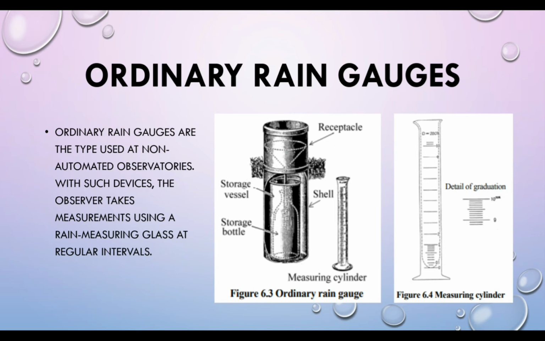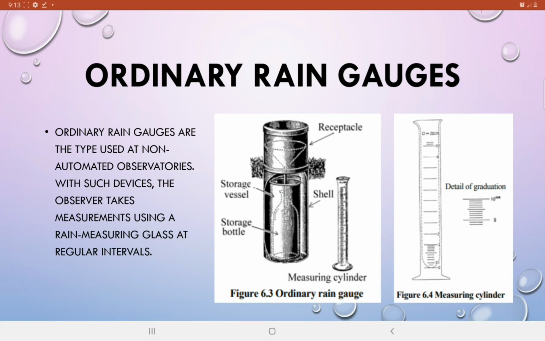Rainwater entering through the receptacle accumulates in the storage bottle, and the precipitation amount is measured with the measuring glass. Rainwater that overflows from the storage bottle enters the storage vessel. The amount of overflow is also measured with the measuring glass and is added to the amount of precipitation in the storage bottle.